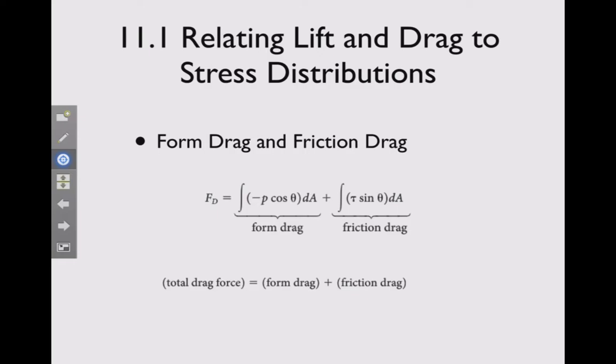Now, one other definition that we have for this section is to define the drag force in terms of both the form drag and the friction drag. So the entire drag force is going to be equal to the form drag, which is basically the pressure component of the drag, plus the friction drag, which is going to be due to the shear stress. And of course, the total drag force then is equal to the form drag plus the friction drag. And these are just convenient definitions that are used when we talk about lift and drag.